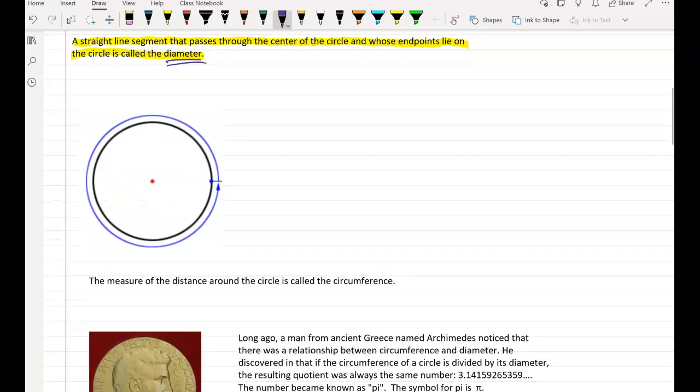Our next definition is the distance around the circle, and that's what we're talking about today. The measure of the distance around the circle is called the circumference. So if you start here and go all the way around the circle, that is the circumference. And please make sure that you're writing down all the highlighted material, anything that I write, and all the diagrams.